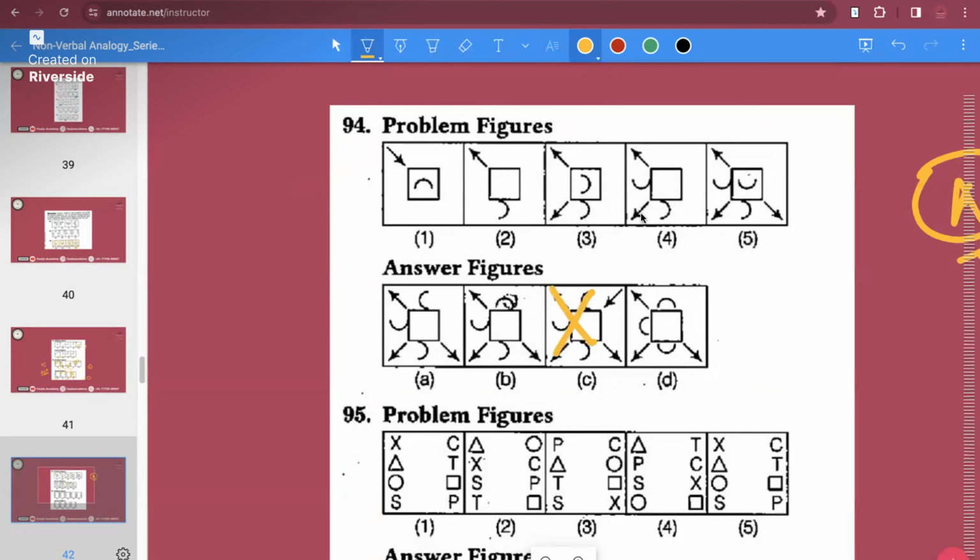So you are saying there won't be 4 arrows now. Yes, sir. But in A, B, and D, you have all the same number of arrows, right? With the same orientation. We need to look at this C-shaped element, right? In 3 and 4, the arc is facing outside, so it will face outside for sure. So that means D has been chucked out.